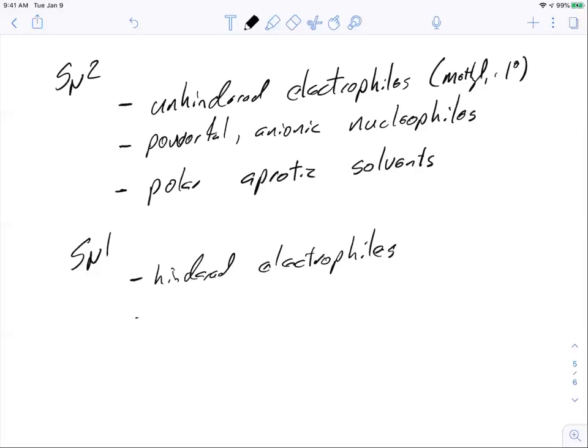Okay, so slightly, it's more on the negative side. Potential for a stable carbocation. Okay, so tertiary, secondary, or resonance stabilized.